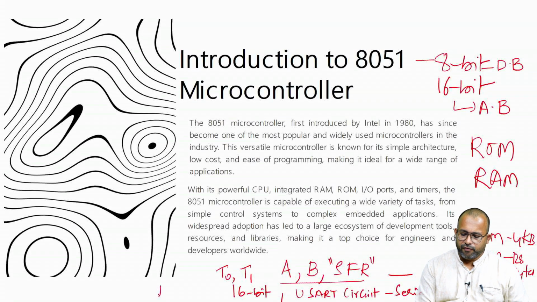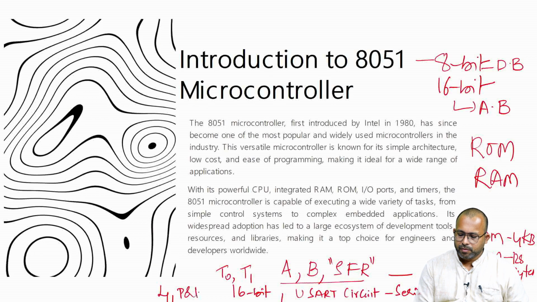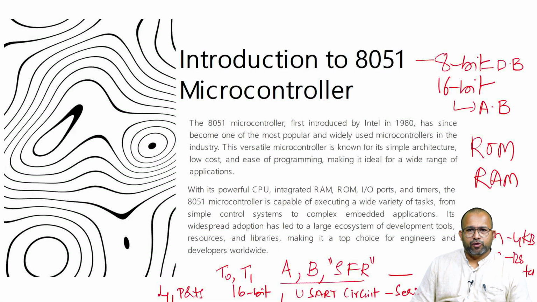And it has 4 ports. To be precise, it is an 8-bit microcontroller. The data bus is 8-bit, the address bus is 16-bit, and it has on-the-chip memory in the form of ROM and RAM. ROM is of size 4 kilobytes and RAM is 128 bytes. Along with it, it has 2 timers, 16-bit each, and registers: accumulator A, B register, and special function registers, which we will discuss thoroughly in the next lecture.